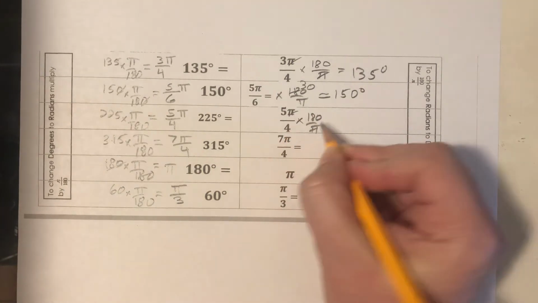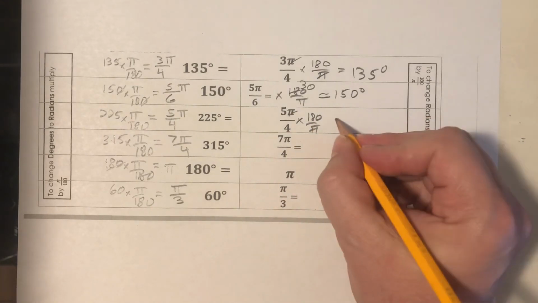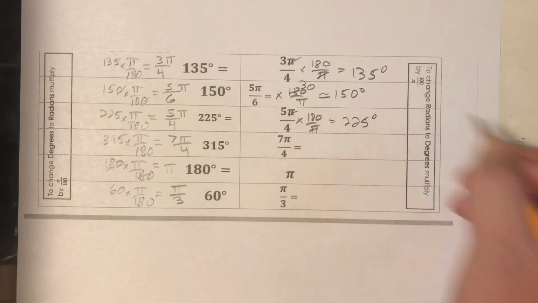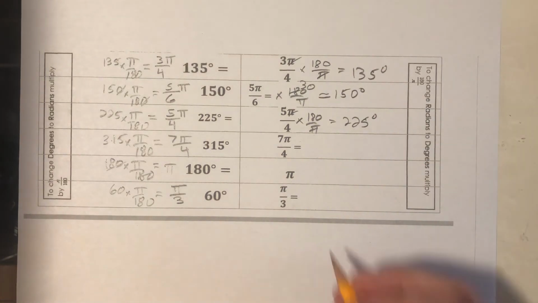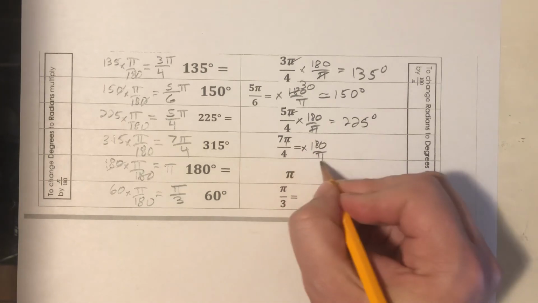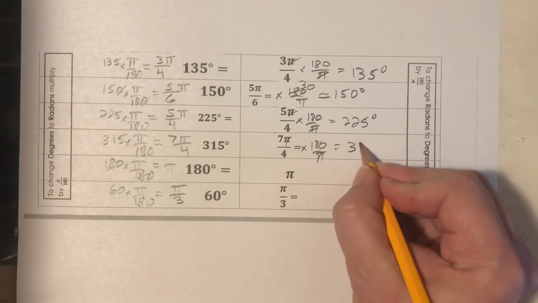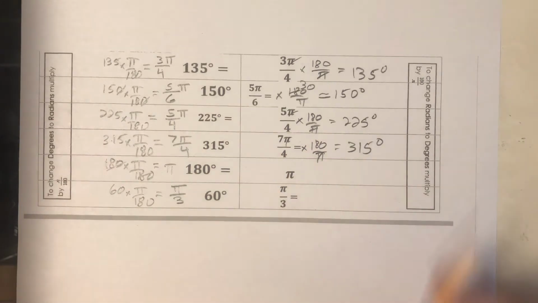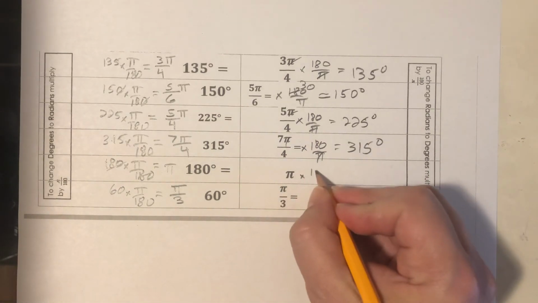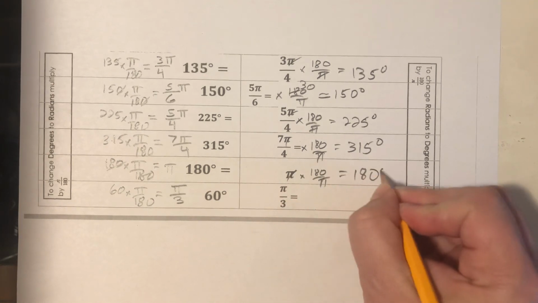Pi's cancel out. 180 divided by 4 is 45. 45 times 5 is 225. 225 degrees. 7 pi over 4, 180 over pi. 45 times 7 is going to give us 315 degrees. Then the next one, of course, you're just going to multiply by 180 over pi. The pi's cancel out, and you've got 180 degrees.